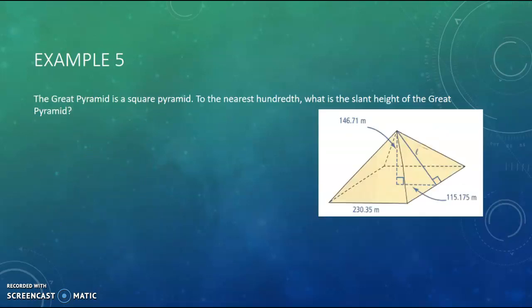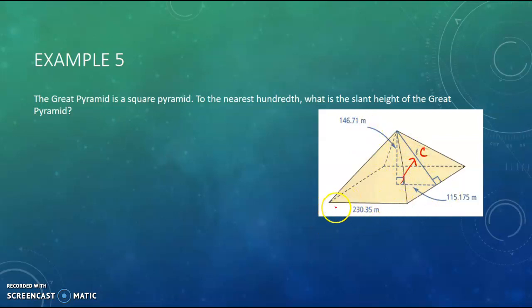Alright, so now we're looking at a Great Pyramid. The Great Pyramid is a square pyramid in Egypt. So to the nearest hundredth, what is the slant height of the Great Pyramid? So we're looking for this cursive L here, this little slant height here. Here's our right angle. And we're going to draw an arrow, so that means that this is our C. So we're looking for the hypotenuse.